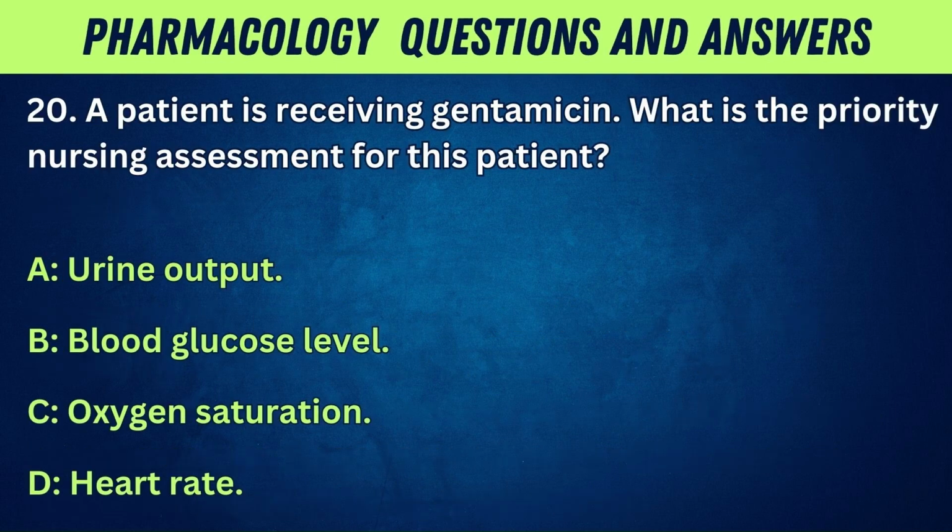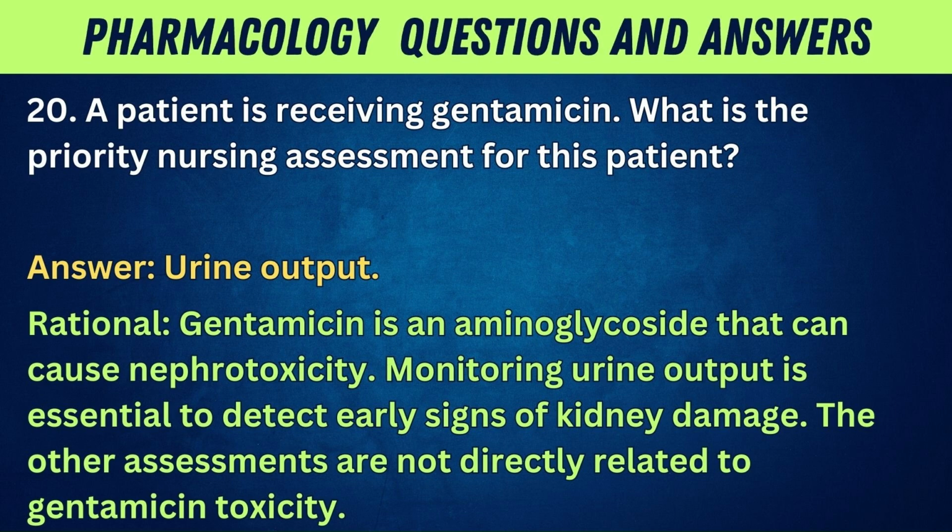20. A patient is receiving gentamicin. What is the priority nursing assessment for this patient? A. Urine output. B. Blood glucose level. C. Oxygen saturation. D. Heart rate. Answer: urine output. Rationale: gentamicin is an aminoglycoside that can cause nephrotoxicity. Monitoring urine output is essential to detect early signs of kidney damage. The other assessments are not directly related to gentamicin toxicity.